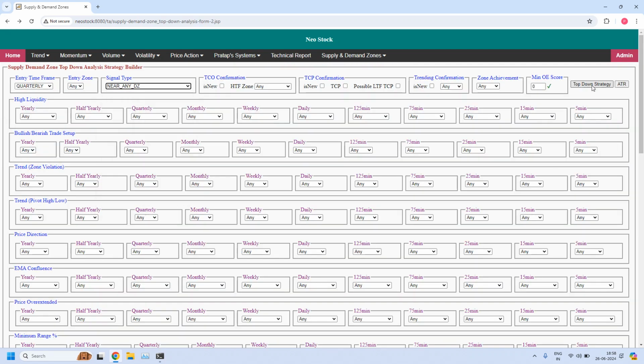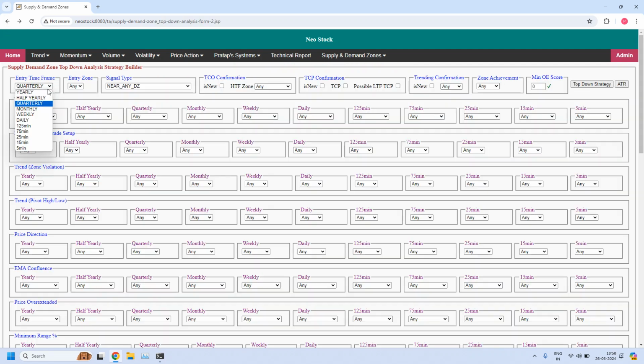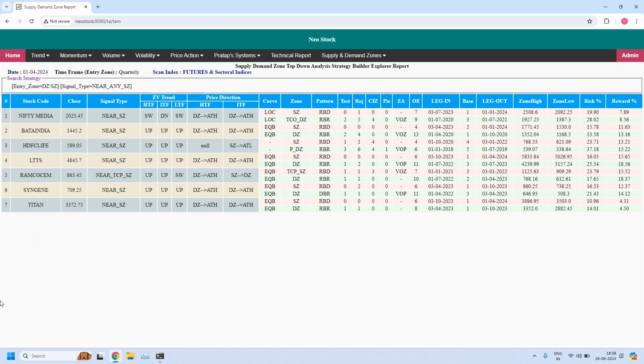Let us find the stocks near quarterly demand zone. So one stock is filtered near quarterly demand zone, but it is a pierced demand zone. Okay, I am going back. For quarterly time frame, let us find the stocks near quarterly supply zone. 7 stocks are filtered.